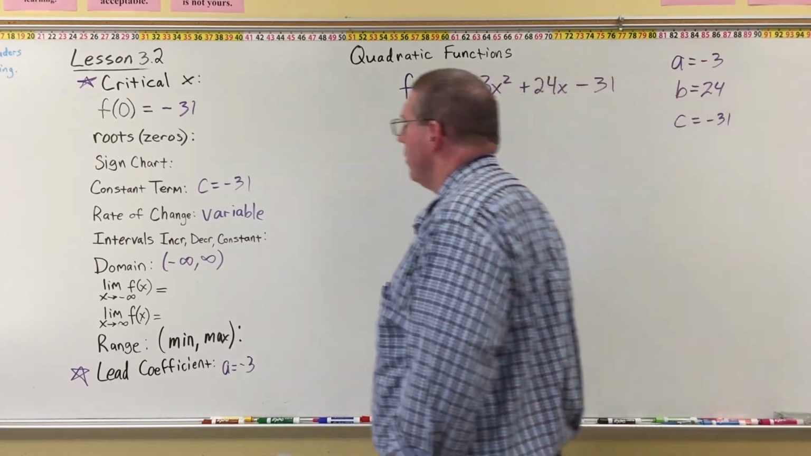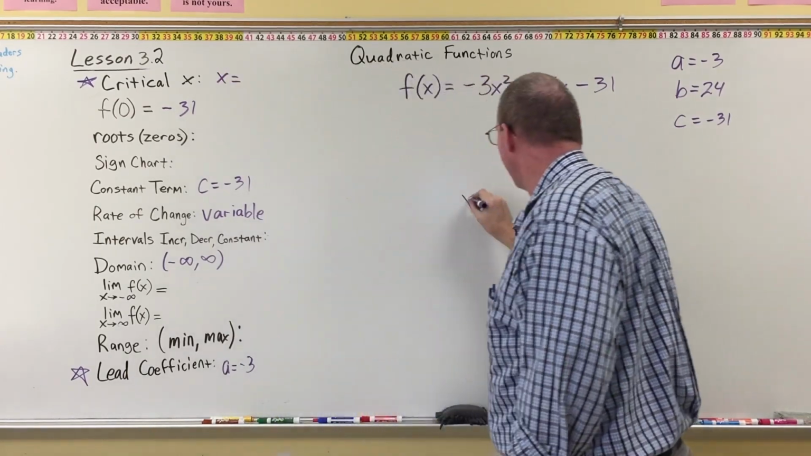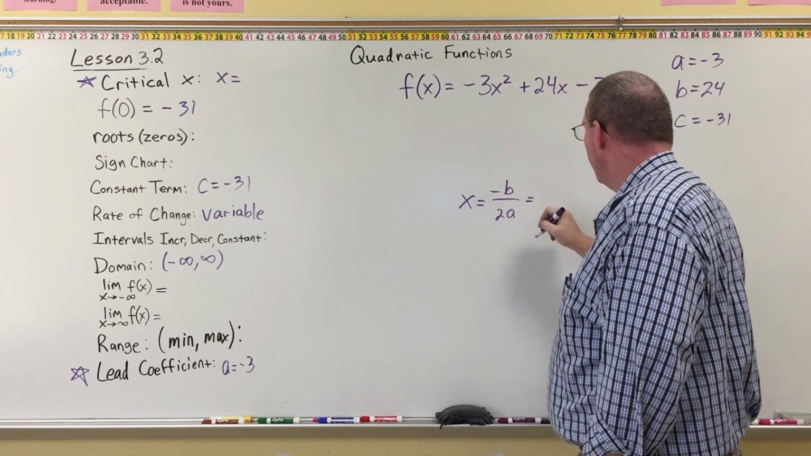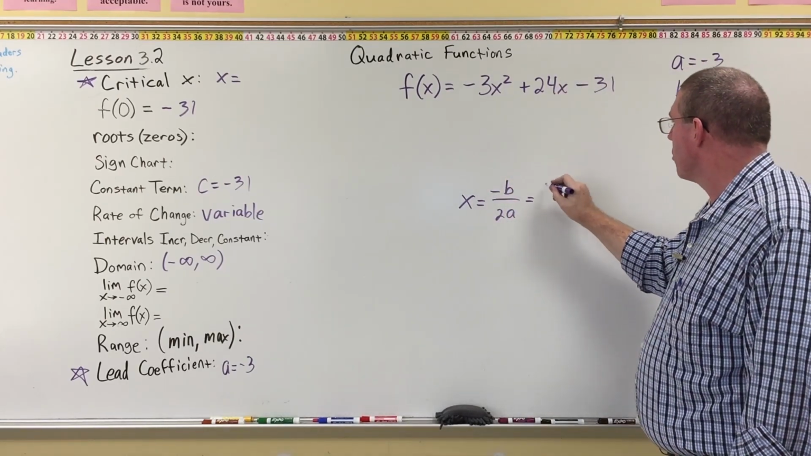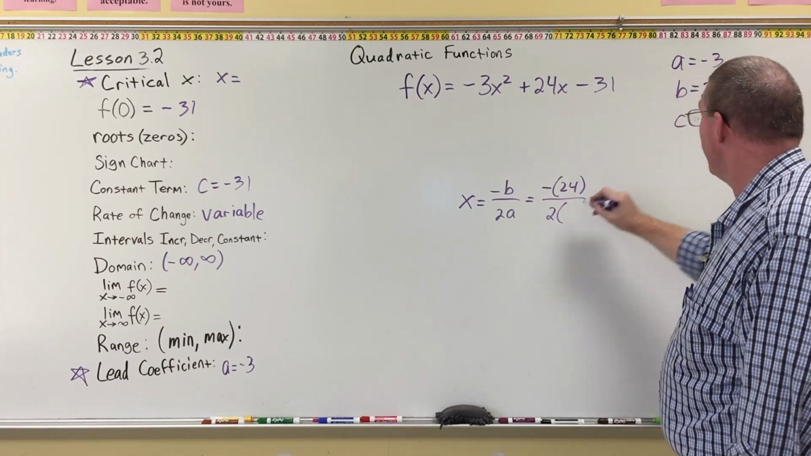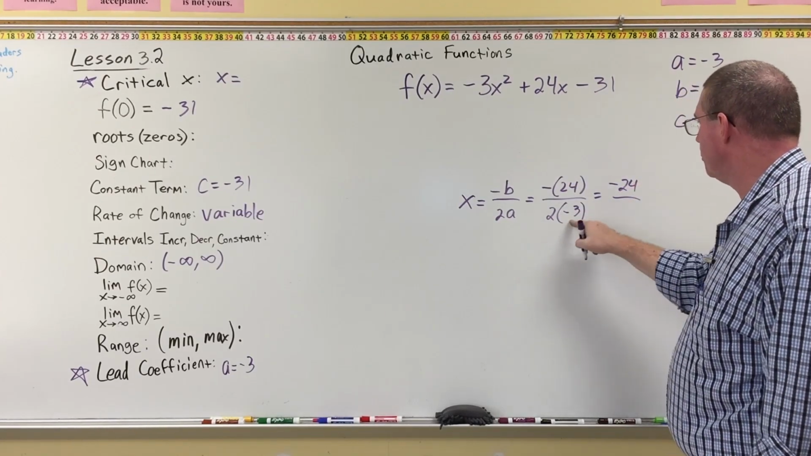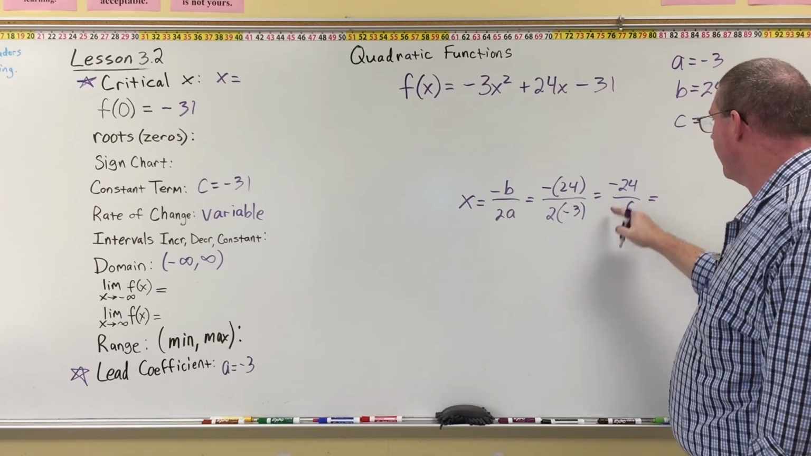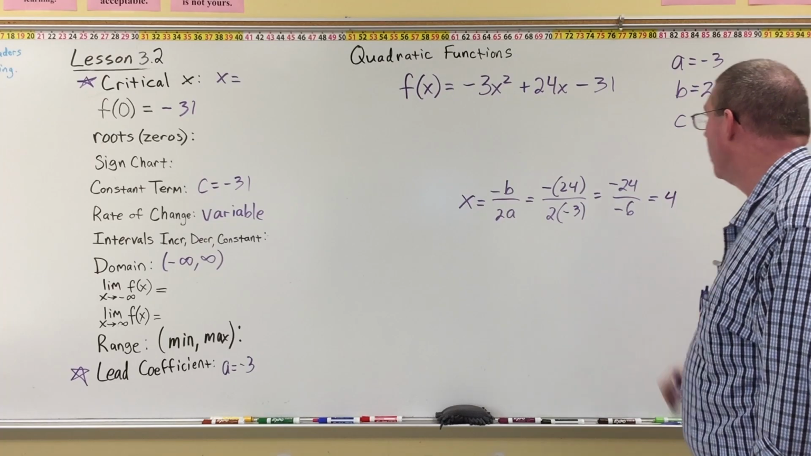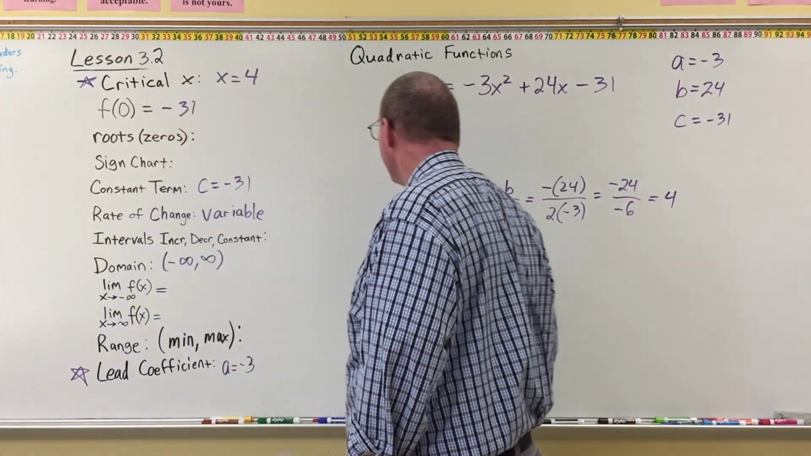Okay? Let's go ahead and identify our critical x value. We know that our critical x value is found by doing negative b over 2a. In this case, b is 24, so we're going to do negative 24 over 2 times negative 3. That gives us negative 24 over negative 6. Negative divided by negative is a positive, and 24 divided by 6 is 4. And therefore, our critical x is x equals 4.